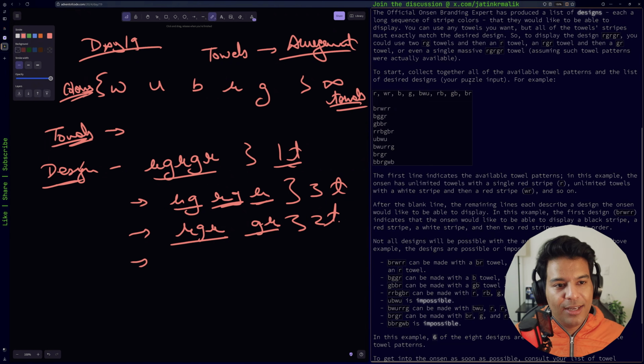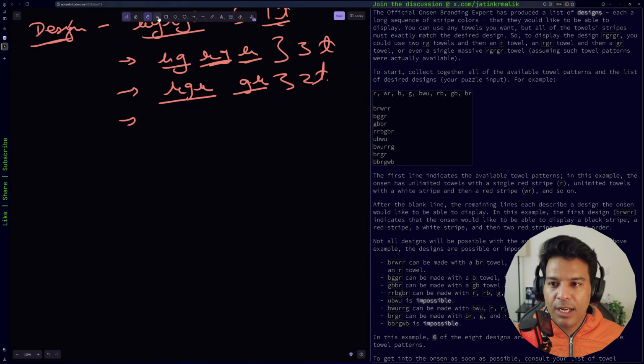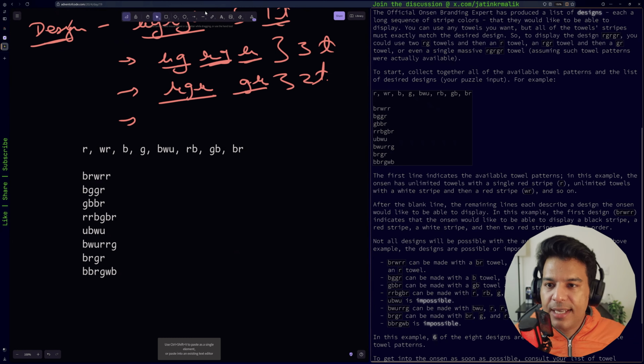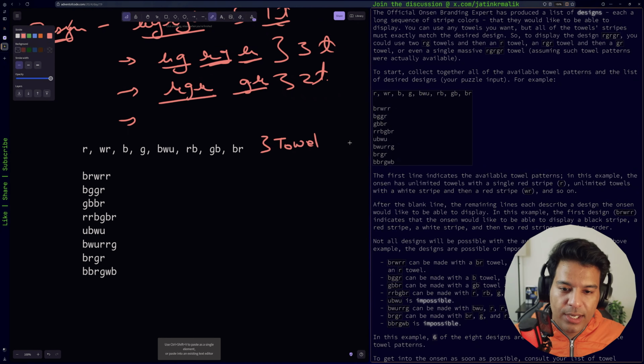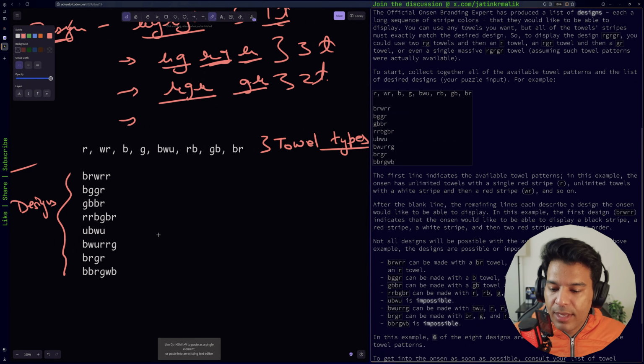So to start, collect together all of the available towel patterns and the list of desired designs, your puzzle input. For example, here we see we are given a bunch of towels. I have pasted this example here. And here these are our towel types, the types of towel we have. And these are our designs that we can make.